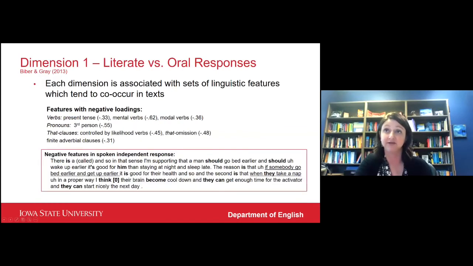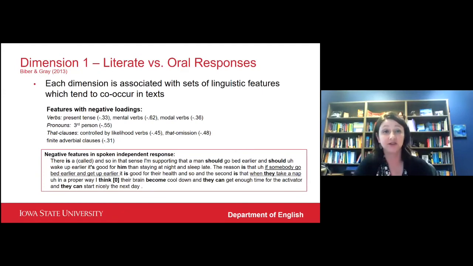In contrast, if we look at a text that does not use a lot of those features, and instead it uses a lot of the features with the negative loadings, so we see lots of present tense verbs, these modals, third person pronouns, and so on. So we don't see a lot of those noun, adjective, and preposition features. Instead, we see these negative features.